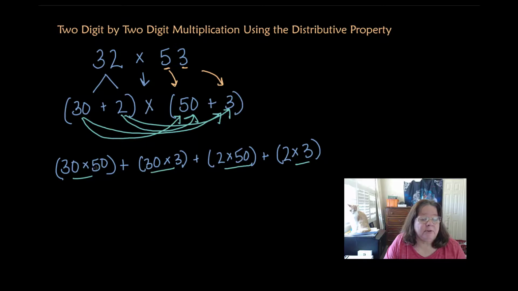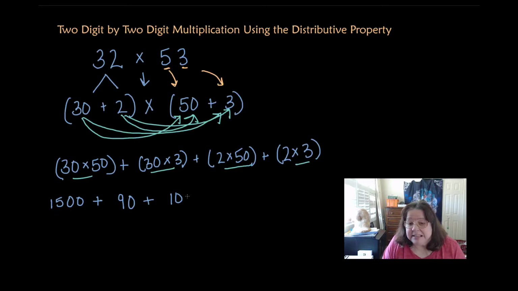So 30 times 50. Well, I know that 3 times 5 is 15. And I've got 2 zeros here, so I'm going to put those in. 3 times 3 is 9, so 30 times 3 is 90. 2 times 5 is 10. And I like to write that out first and then see how many zeros are left. Otherwise, it's easy to get mixed up on how many zeros to add. But you might know already that 2 times 50 is going to be 100. And then 2 times 3 is 6. So these are our partial products.